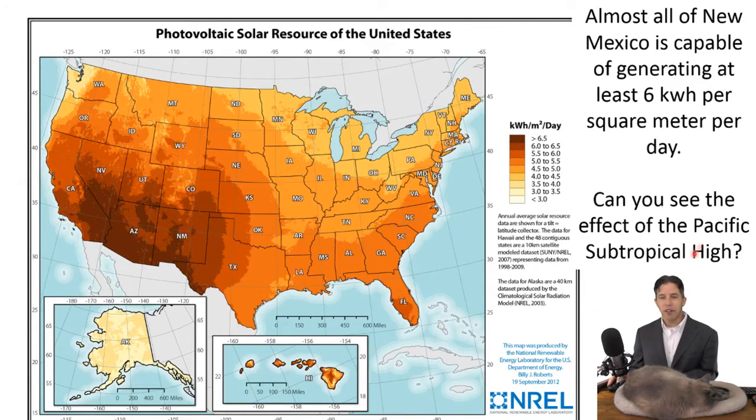That is the effect of the Pacific subtropical high again, right? So remember, we've got that sinking air from the Hadley cell, keeps it very dry in this part of the country. Therefore, we have many hours of available sunlight. Almost all of New Mexico is capable of generating at least 6 kilowatt hours per square meter per day, right? So if you had enough solar panels out there, you could generate 6 kilowatt hours for every square meter.